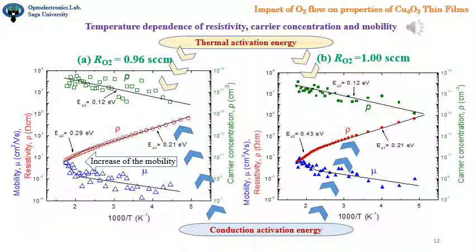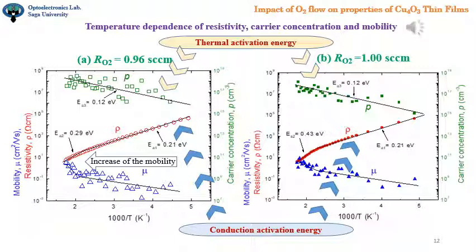Two activation energies can be extracted from the Arrhenius plots, and a conduction activation energy Ea1 of around 0.21 electron volt is found at low temperature for both Cu4O3 thin films. On the other hand, the conduction activation energy Ea2 at high temperature is different for the two samples with different oxygen flow rates. The high temperature conduction activation energy Ea2 for the two samples grown with oxygen flow rates of 0.96 and 1.00 SCCM are 0.29 electron volt and 0.43 electron volt respectively.